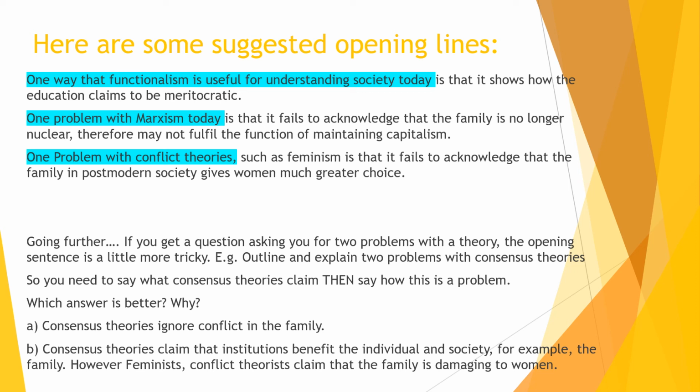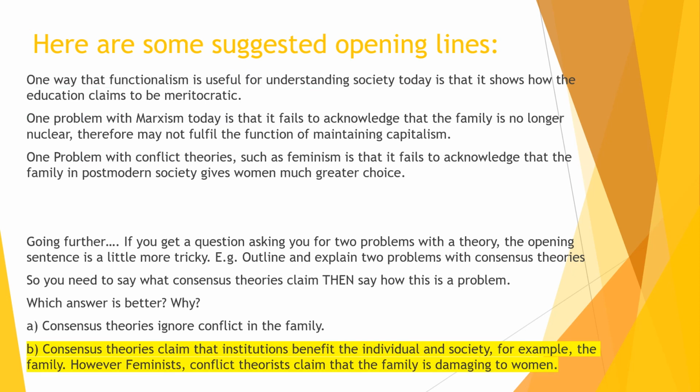You can go further, as you can see at the bottom here, with some tricky questions. So this example of outline and explain two problems with a consensus theory. You need to say what consensus theories claim and then how it is a problem. And you can see with the two examples, example B is the better one. So consensus theories ignore conflict in the family is a criticism, but you've not gone on to say why. It's lacking the depth, it's lacking that analysis. You've identified a reason, but you've not done any analysis.